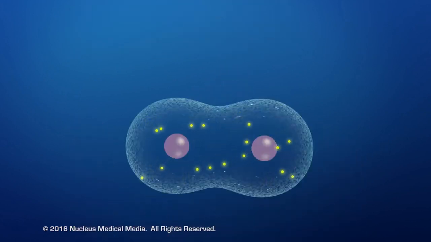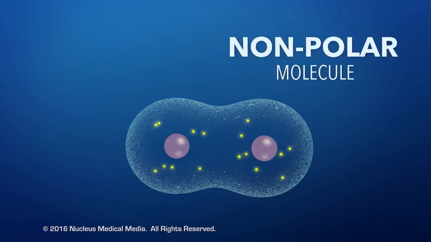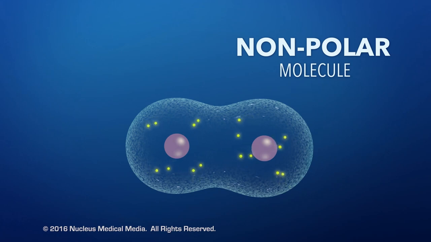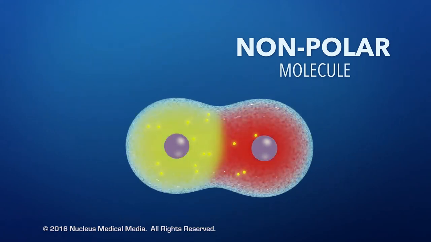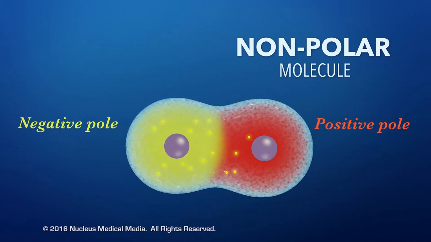If a molecule doesn't have permanent poles of opposite electrical charge, it's called a nonpolar molecule. However, nonpolar molecules can become polar for very brief moments, since the locations of electrons around atoms are constantly changing. This means the molecule can have a temporary negative pole on the side where there are momentarily more electrons, and a temporary positive pole on the opposite side where there are fewer electrons.